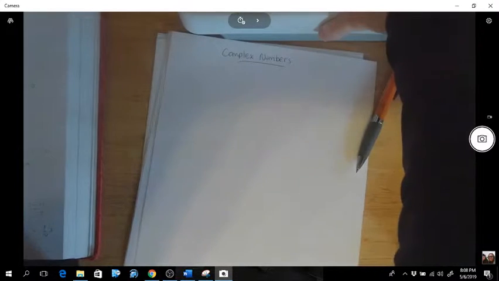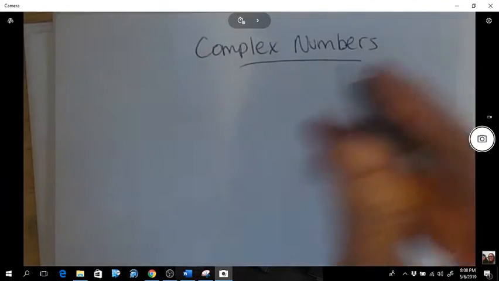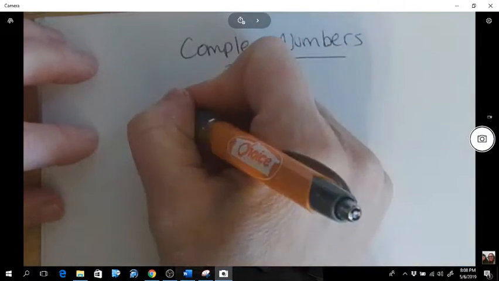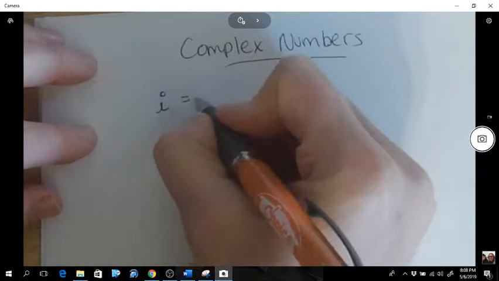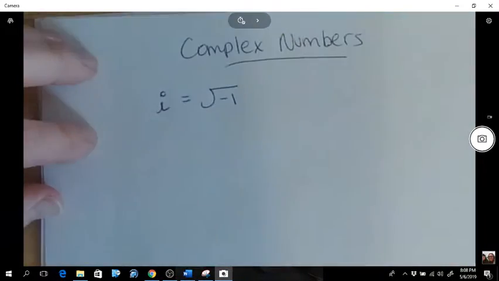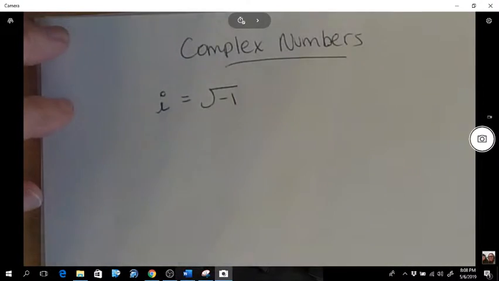Okay, we're going to talk about complex numbers today. And first of all, we need to understand what the complex number is. It's an imaginary number. So we're going to represent it with i. And the definition of i is that it's representing the square root of -1. Okay, because that does not exist. So we're stating that the square root of -1 is an imaginary number.